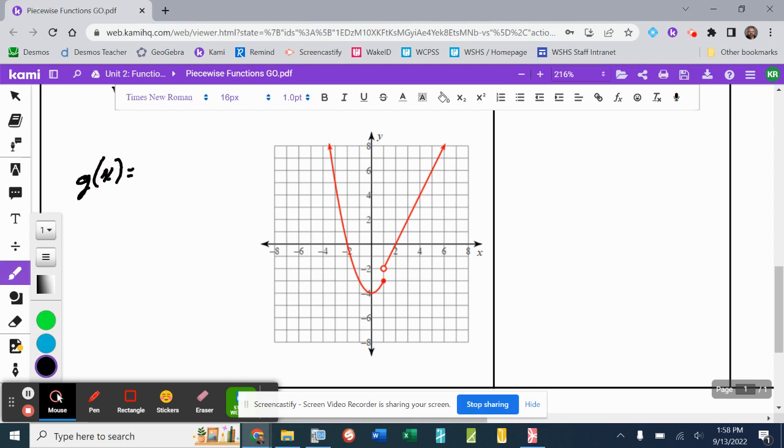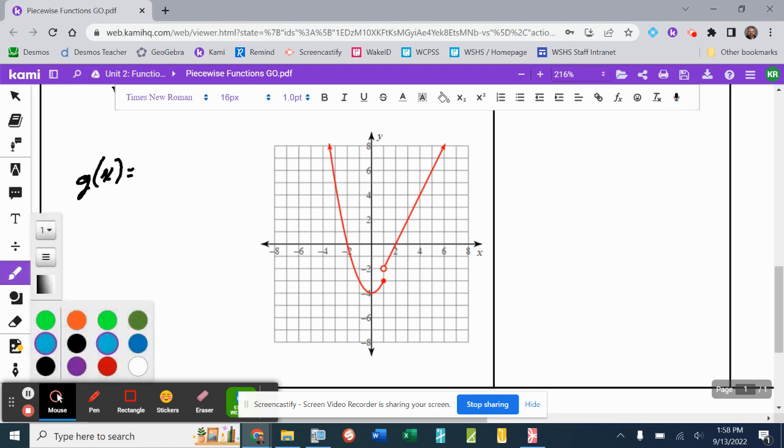The order that we list the rules in, or the subfunctions in, at the top should be the leftmost piece. Then if there's 3 pieces, it would be the middle piece, and then the rightmost piece. In this case, we've only got 2 pieces, so the top one's going to be the left piece, the bottom rule would be the right piece.